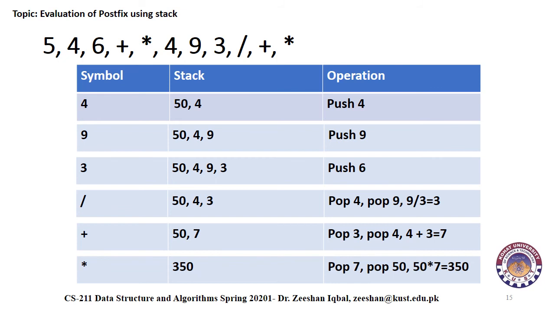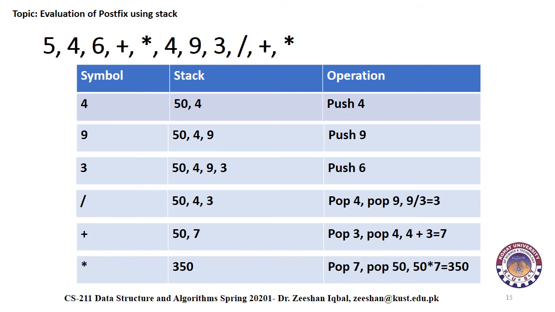Now, the next symbol is division, which is an operator, so we will pop the top two elements, that is 3 and 9, and apply the division operator, so 9 divided by 3 becomes 3, so we will push this result 3 back onto the stack again.